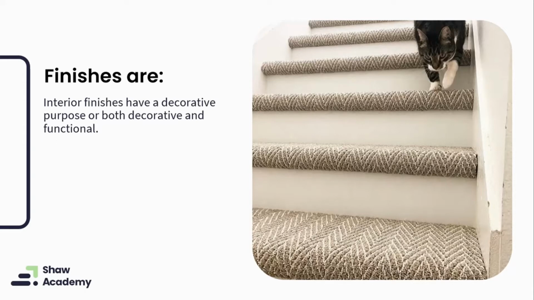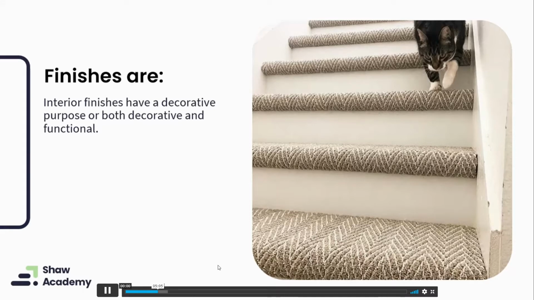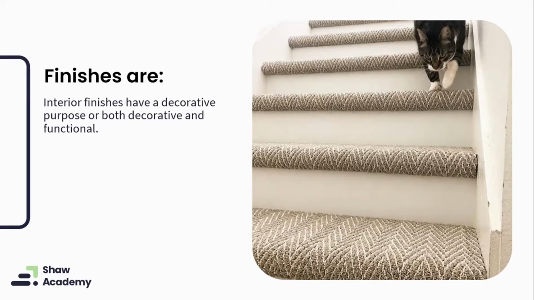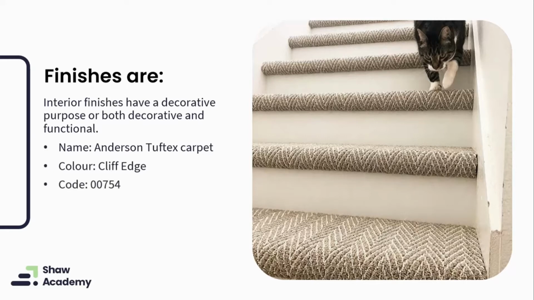Your floor finish in this case is carpet, but we do need to include more detail when adding this to our specifications or our drawings, or when we're explaining to a supplier, or even if you're just keeping notes for your own record. So let's start off by naming the product. In this case, I know the name is an Anderson Tuftex carpet. I would then add my color. I know that the color is Cliff Edge. I would then add the code of the color. So the code of the color I have found is 00754.